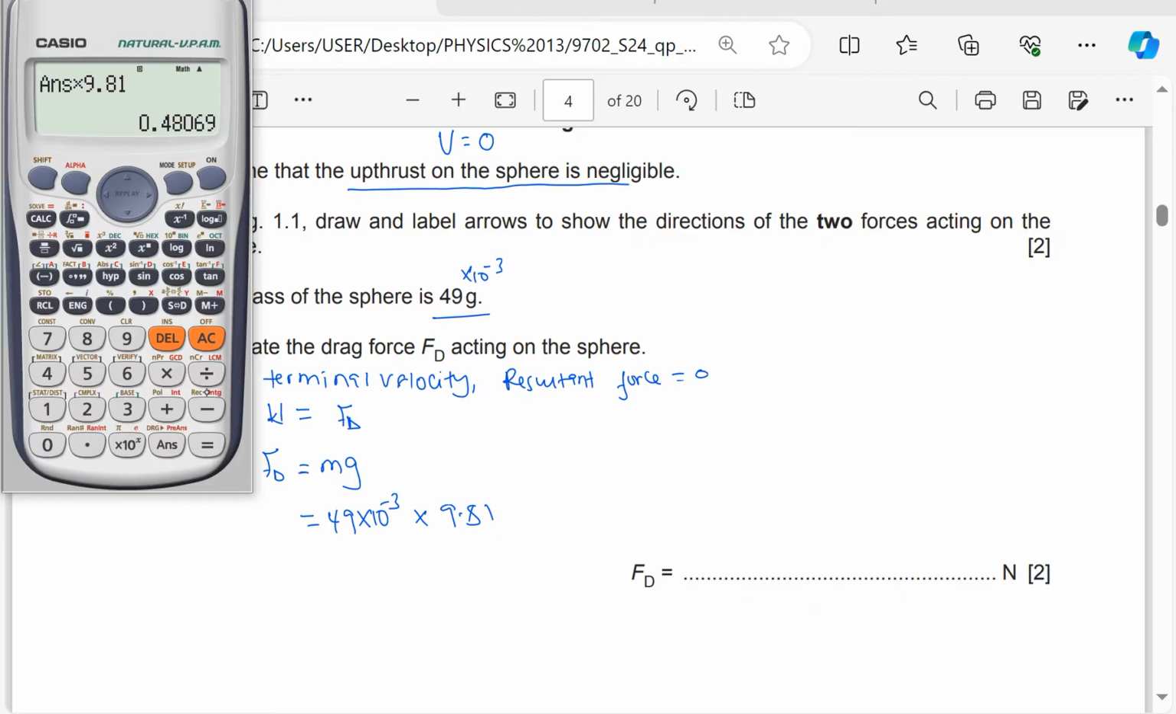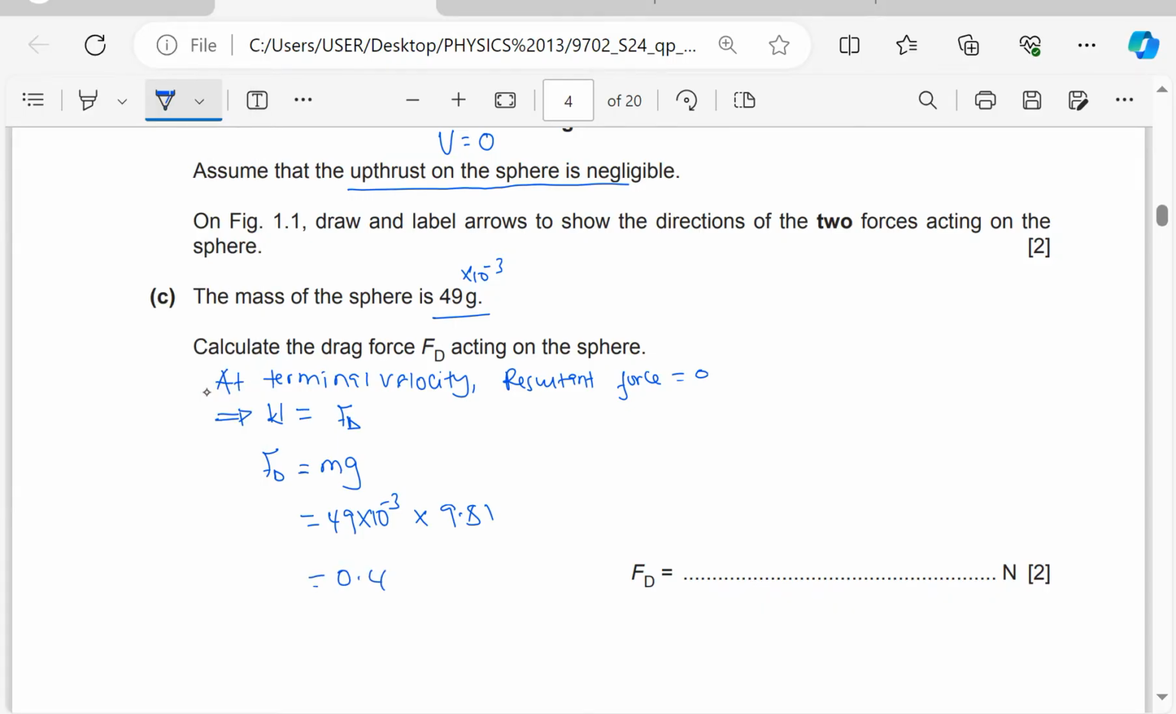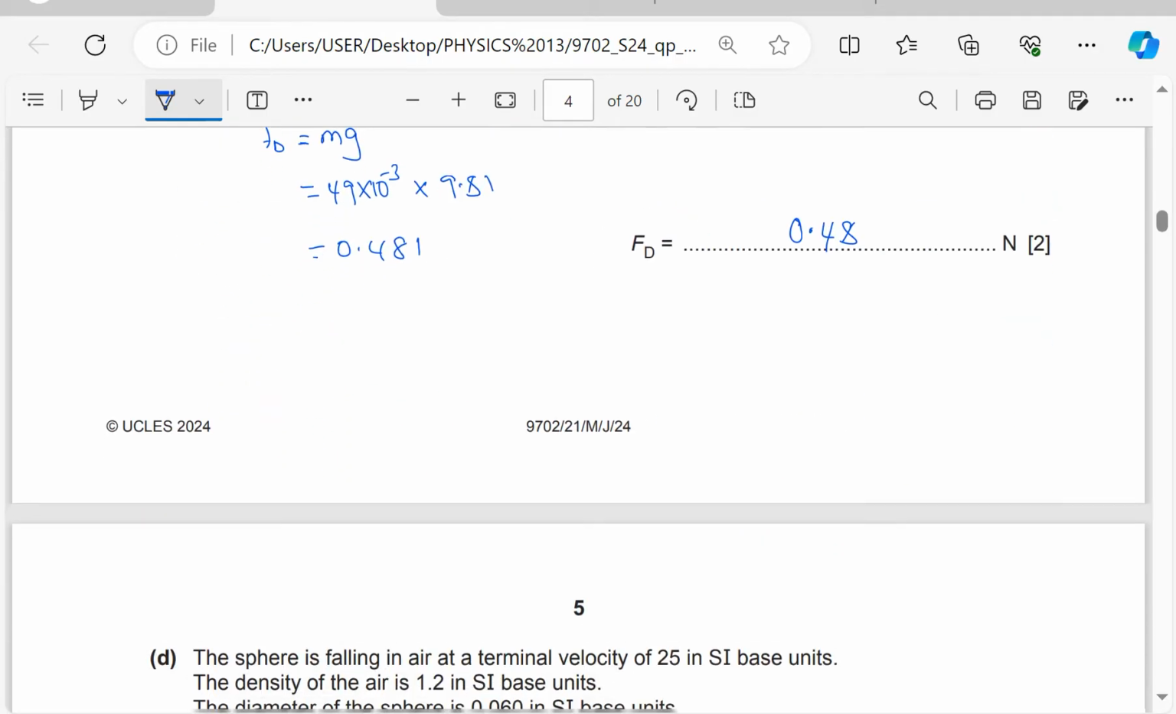Avoid writing answers to less than two significant figures unless it is an absolute uncertainty. So this is going to be 0.48, maybe 0.481 if you want, or you can just write 0.48 to two significant figures, newtons, as the drag force.